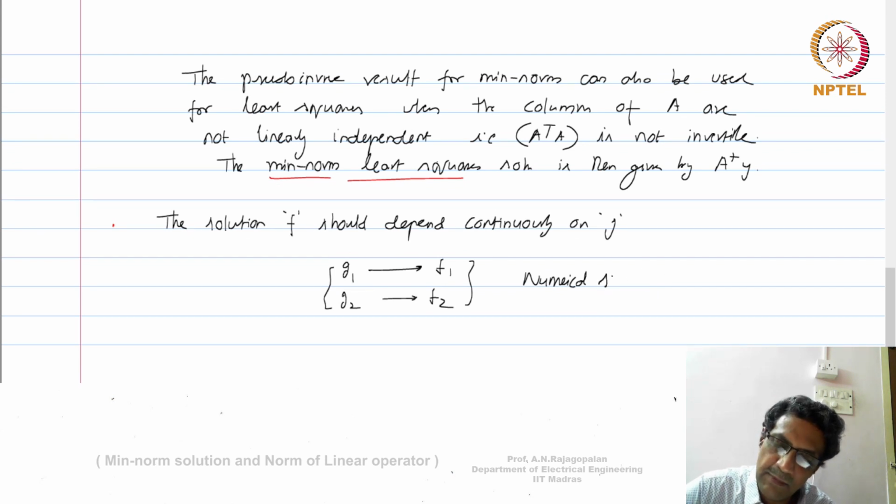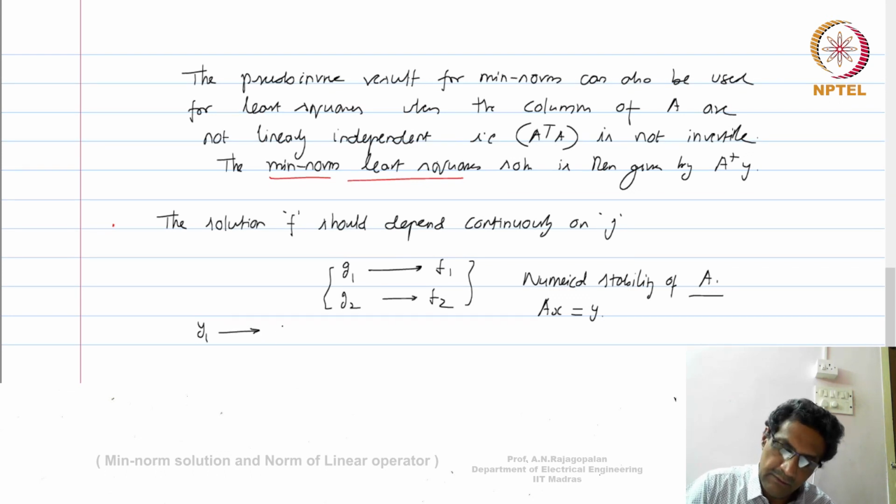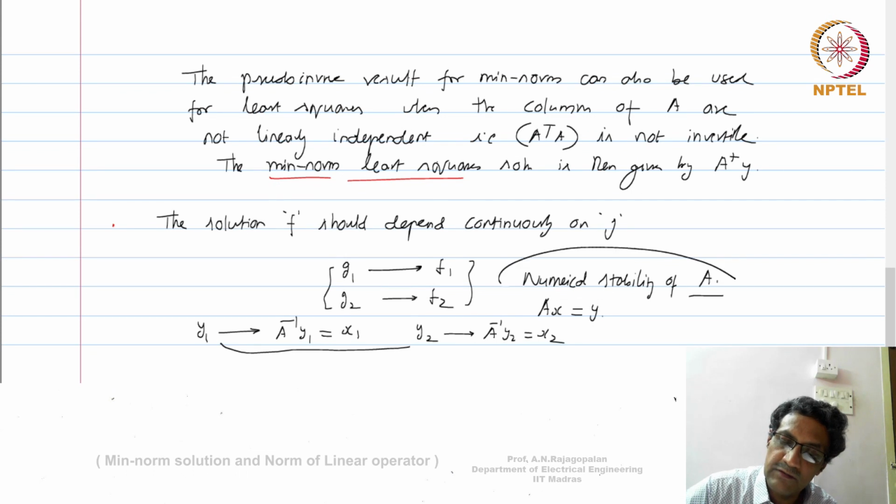So we are interested in examining what we call the numerical stability of matrix A. You are trying to solve Ax = y. If I have y1, then my solution is A inverse y1, which is x1. And if I give y2, then my solution is A inverse y2, which is x2. We are saying that if y1 and y2 are very close, I expect x1 and x2 to be very close. But whether they turn out to be close or not depends upon the numerical stability of A.